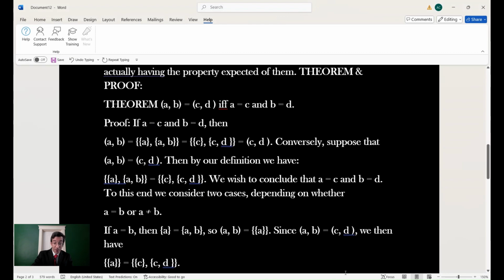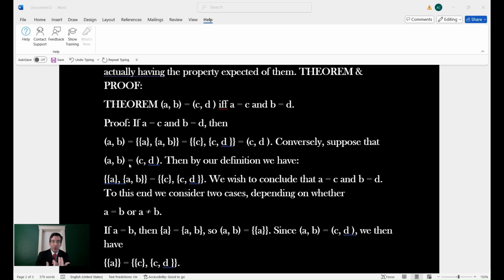There's a lot to say here. But first, suppose that a equals c and b is equal to d. Well, we have our definition here, so one direction of our biconditional statement is immediately secured. Now for the converse.